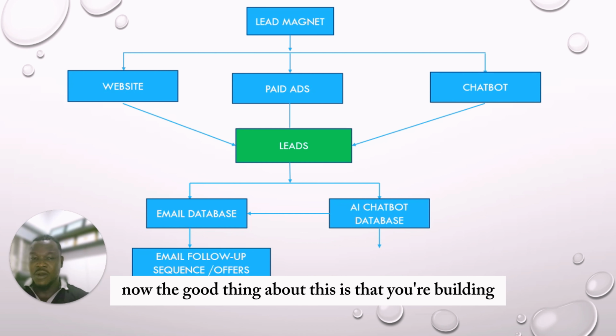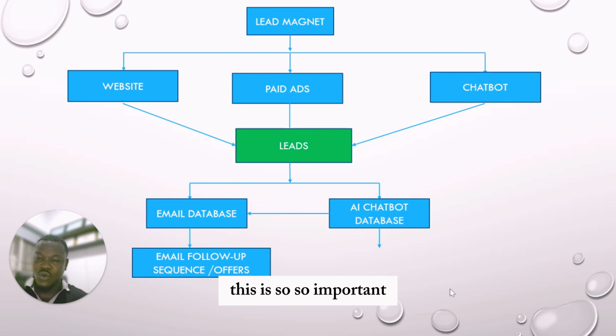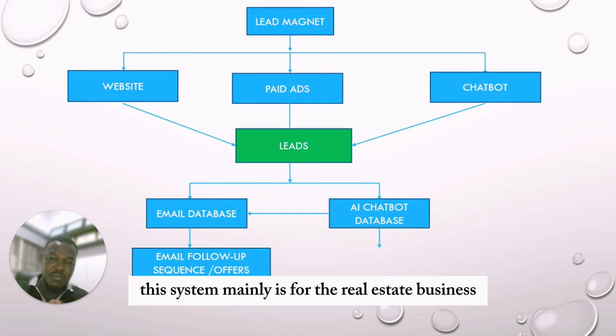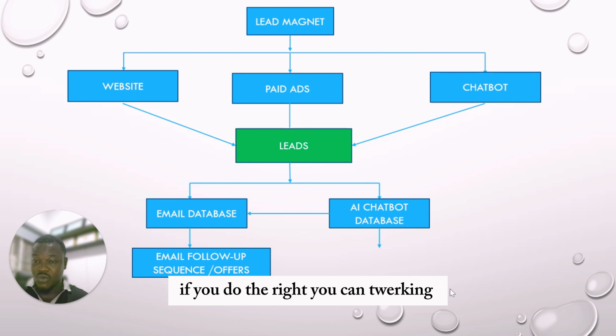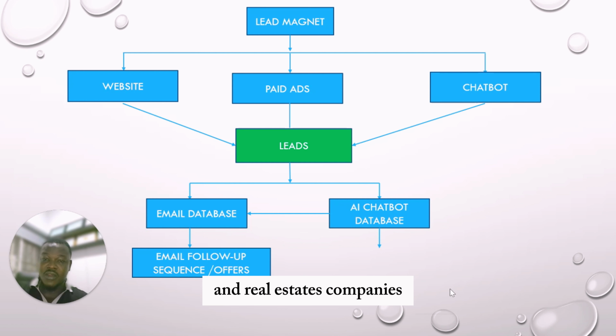Right? Now, the good thing about this is that you're building a community who are interested in what you're doing. This is so important, especially for the real estate business. This system basically is for the real estate business, but can work for every other business model if you do the right tweaking, right? But for the purpose of this video, it's mainly for realtors and real estate companies.